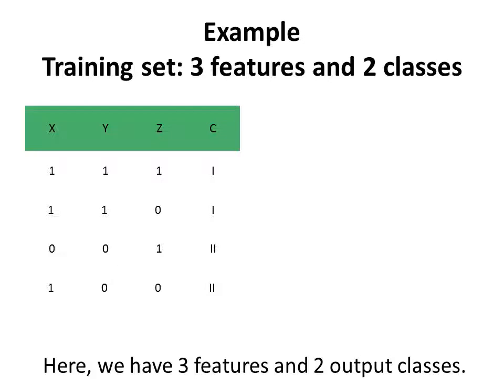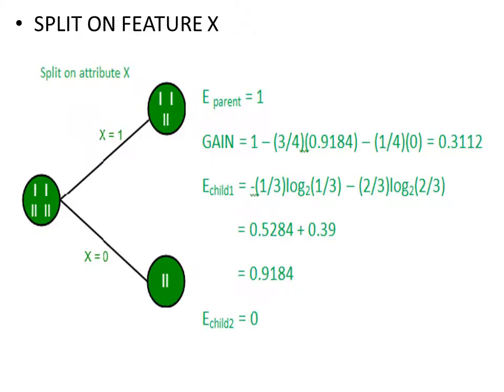So if X is equal to 1, Y is equal to 1, Z is equal to 1, then C will be first class. And if X and Y are 1 and Z is equal to 0, then it takes first class. If X and Y are 0 and Z is equal to 1, then it takes second class. And if X is equal to 1, Y and Z are 0, then it takes second class. Here we have 3 features and 2 output classes. So we need to construct the decision tree based on the feature X.